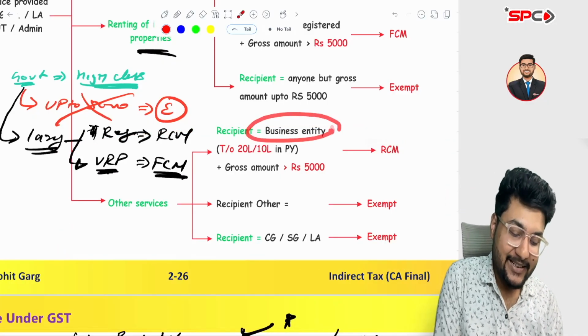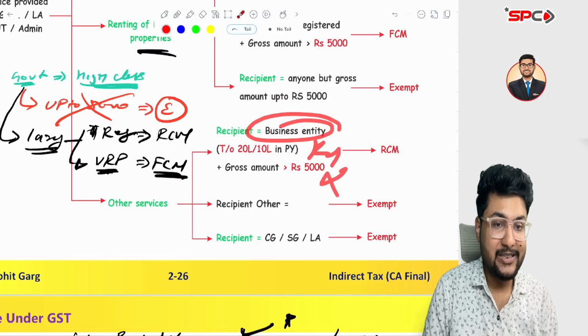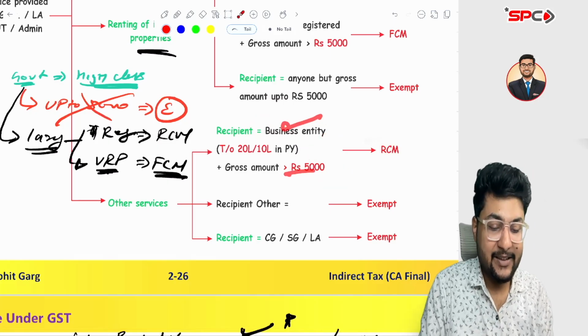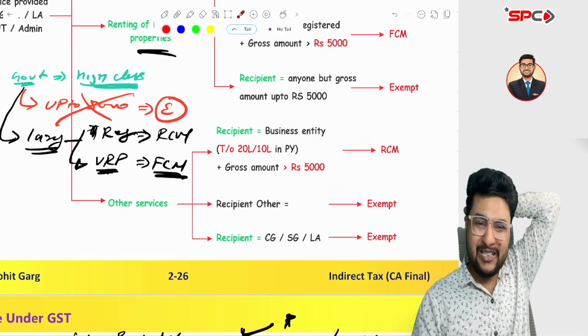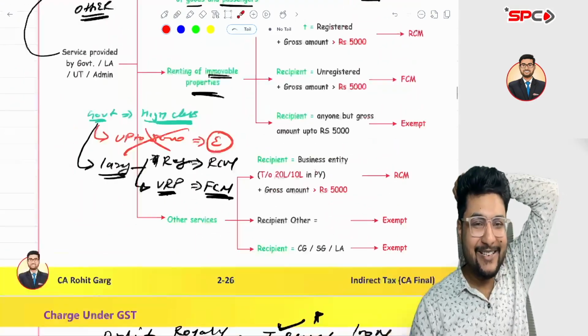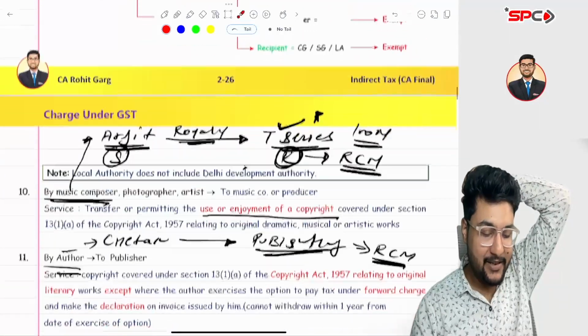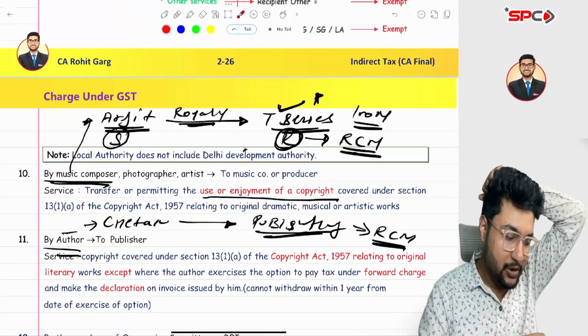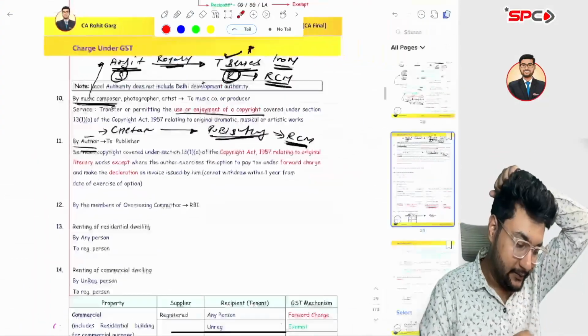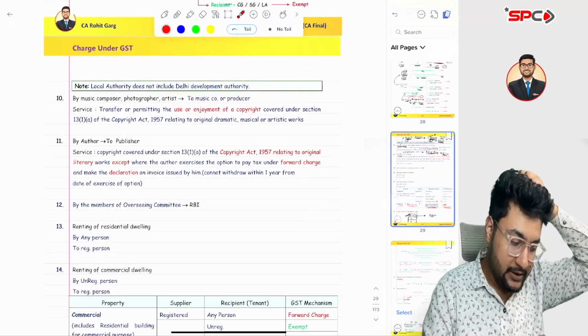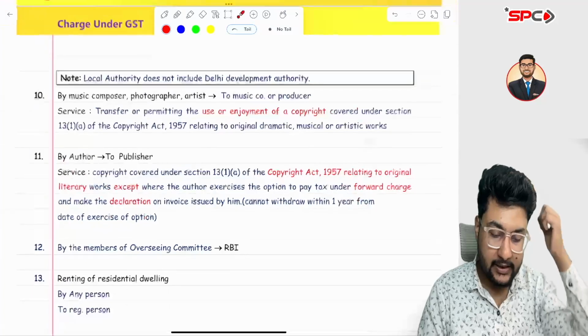Like business entity here, registered or unregistered we will not see. We will see business entity, and they pasted the same because they are lazy. I hope it is clear, TAPRI. This is a very easy memory technique to remember. Now we will shift to another two entries.